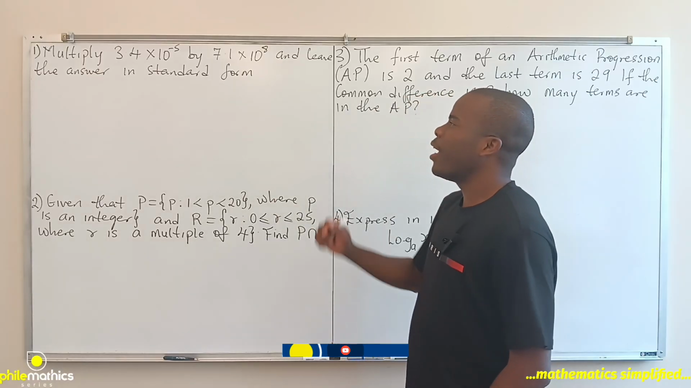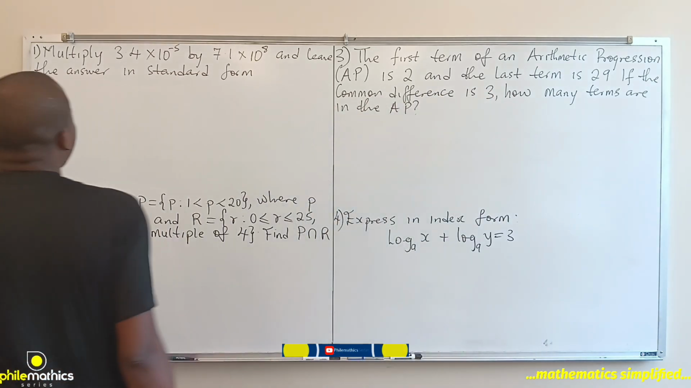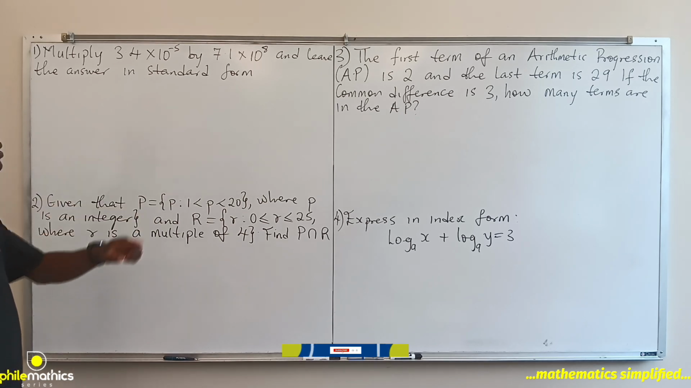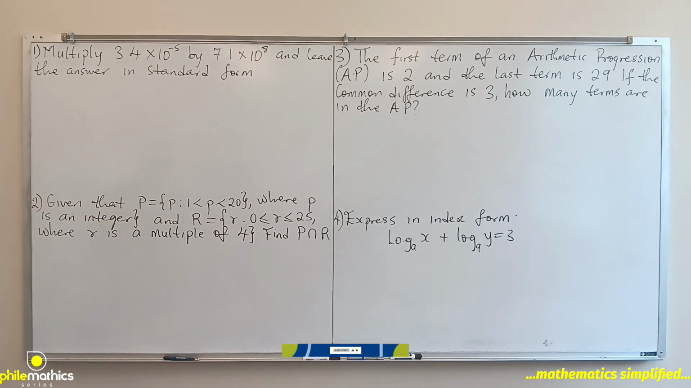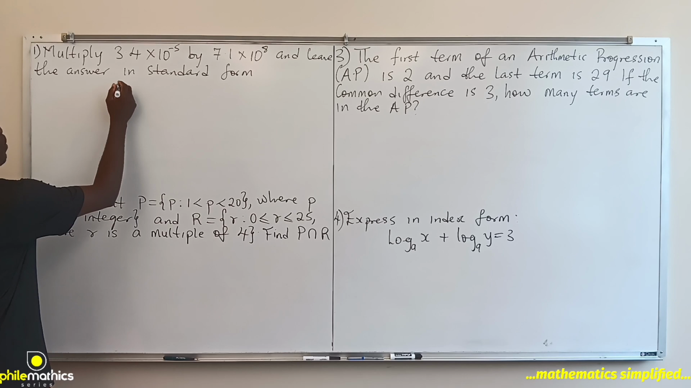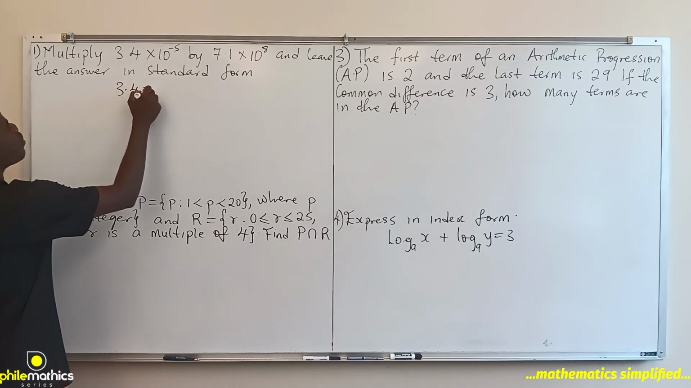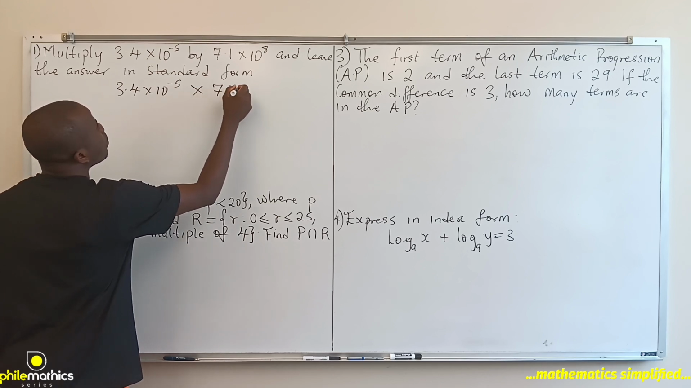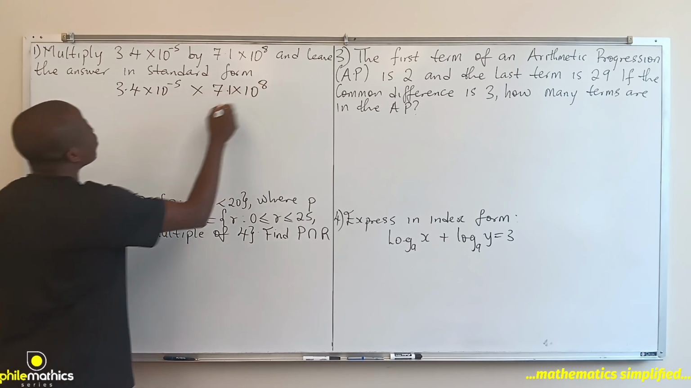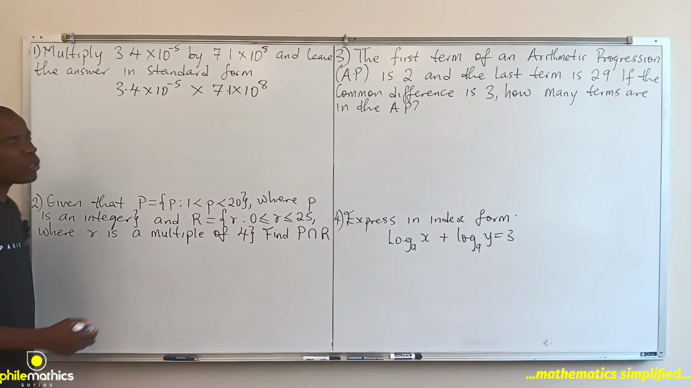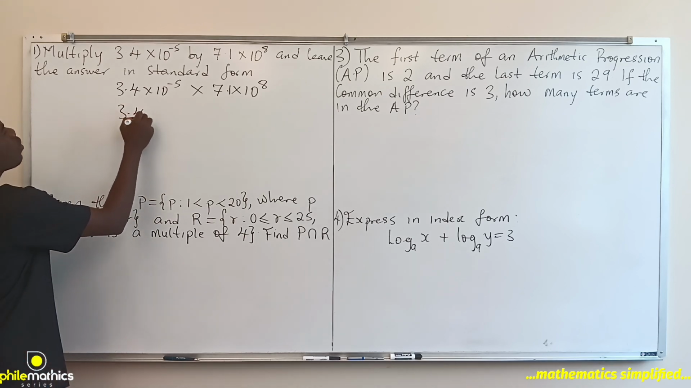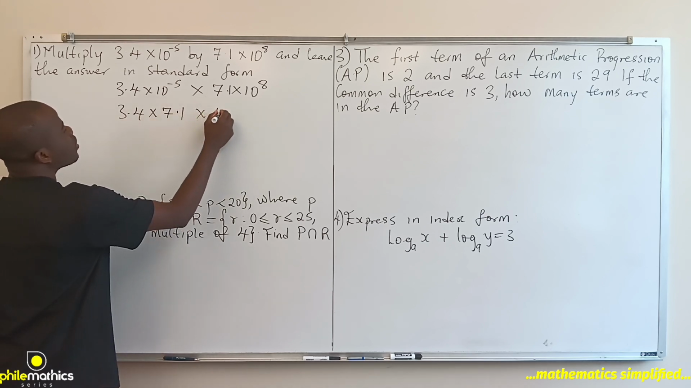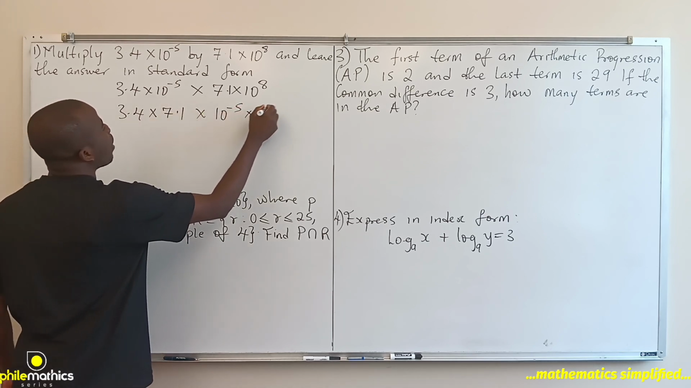Question 1 says, multiply 3.4 times 10 to power minus 5 by 7.1 times 10 to power 8 and leave the answer in standard form. So how we go about this is 3.4 times 10 to power minus 5 times 7.1 times 10 to power 8. We can multiply these two decimal numbers together, which is 3.4 times 7.1, times these two indices, 10 to power minus 5 times 10 to power 8.